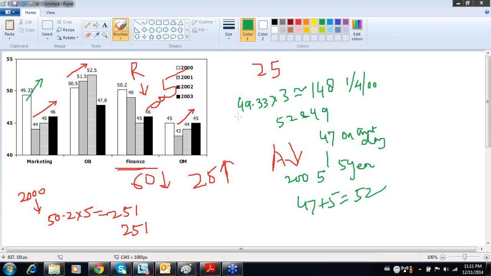In the year 2000, what will be the total age? The total age of the people will be 49.33 into, meaning average age into number of people, that is 148. And the ages of these 2 people have already been given as 52 and 49. So what is the age of the third person? The third person is 47, because you subtract 52 plus 49 from 148, and it comes out to be 47. So the age of the third person will be 47 in 2000. In 2005, that means 5 years later, what will be the age of that person? 47 plus 5, that is 52 years. We have an option 52 years, option number 4. We'll go ahead and mark option number 4.